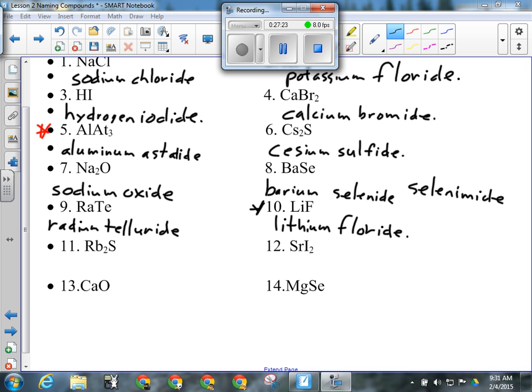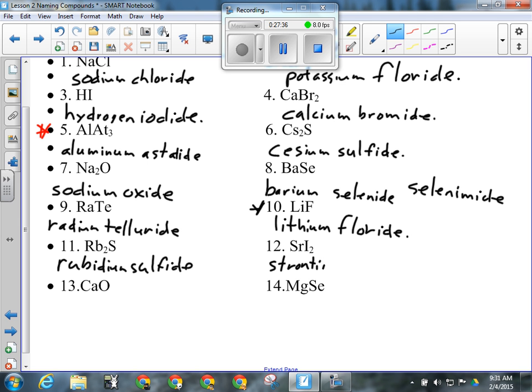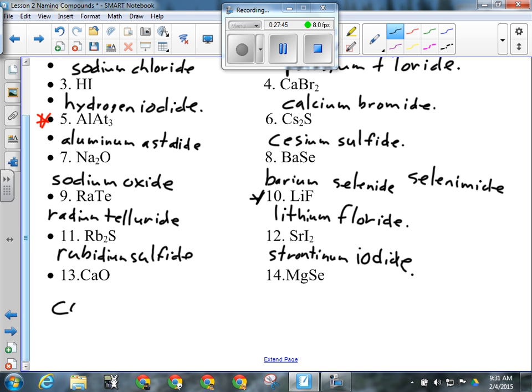Okay, so on number 11, I've got rubidium and I've got sulfur, right? So we've got rubidium sulfide. Okay, here I've got strontium and iodine, so that's strontium iodide. Okay, for 13, calcium and oxygen is calcium oxide. Okay, and for 14, we got magnesium selenide. Whoa, that's capital. Can't do that. Selenide.